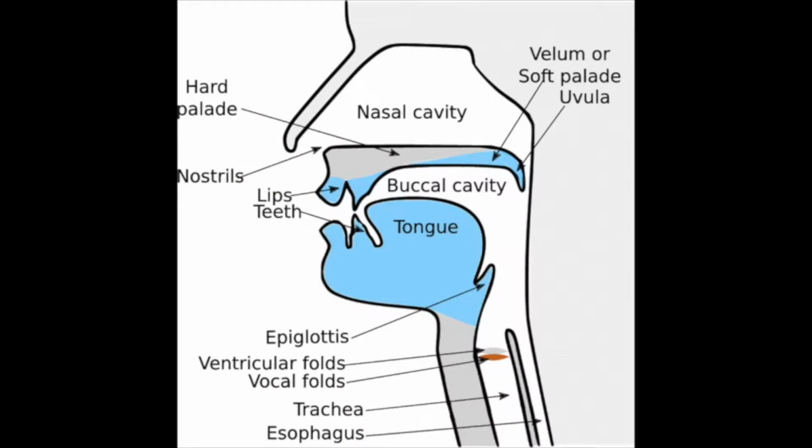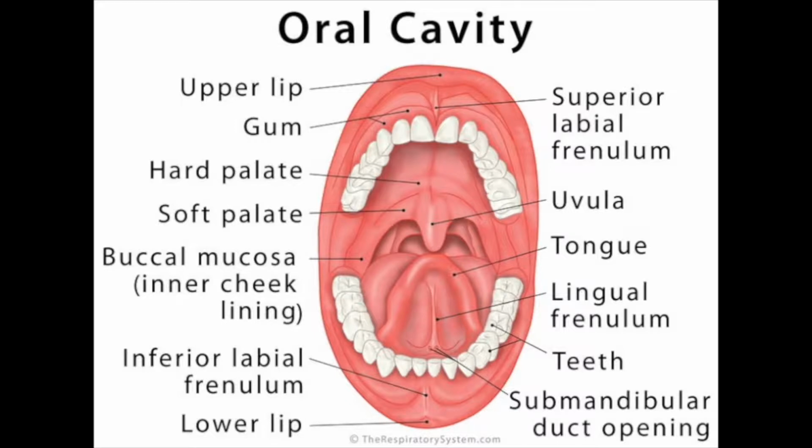The vocal tract is 17 centimeters long in adult males and is shorter in females and children. It consists of cavities above the larynx. Basically, the vocal tract is where the sounds we produce in speech come from. Next is the oral cavity.